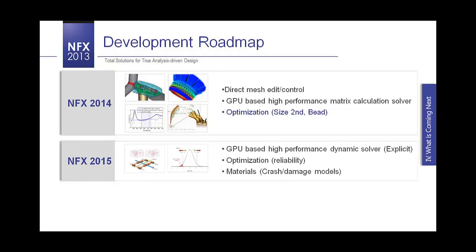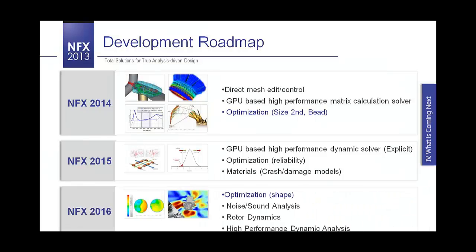For 2015, we'll add the GPU-based high-performance dynamic solver. So for explicit dynamic, we'll add optimization on the reliability side and material models for crash and damage models. And for 2016, we'll add shape optimization, noise and sound analysis, rotor dynamics, and high performance dynamic analysis. These are very important features, and as you see, we already have a big plan for all the coming years.